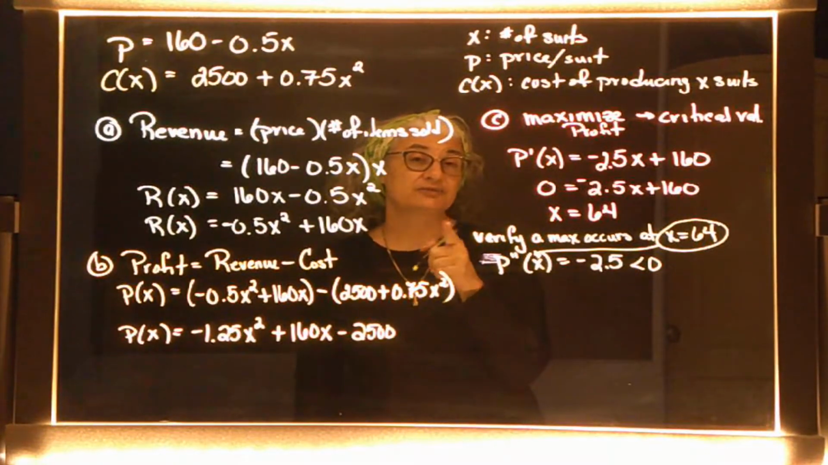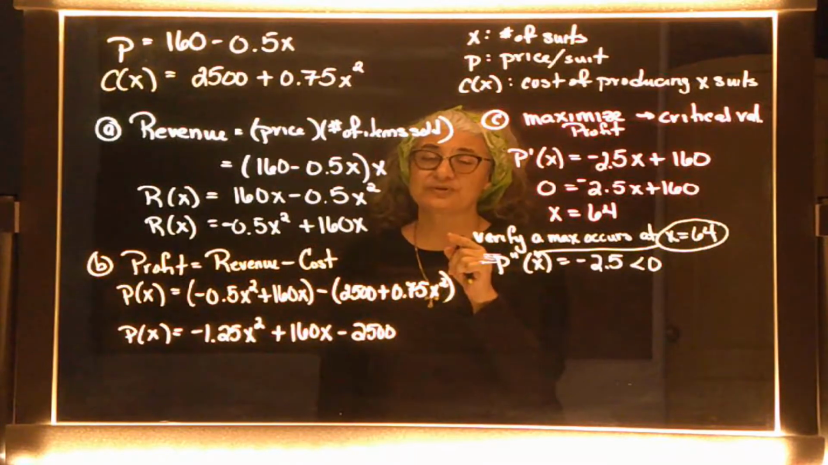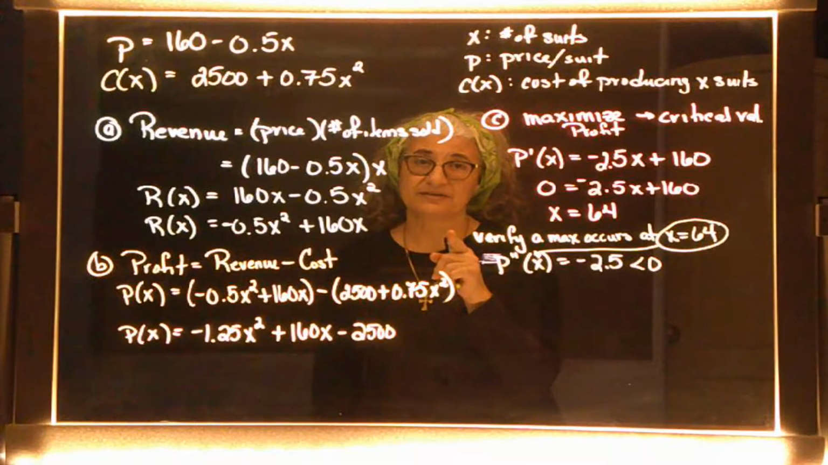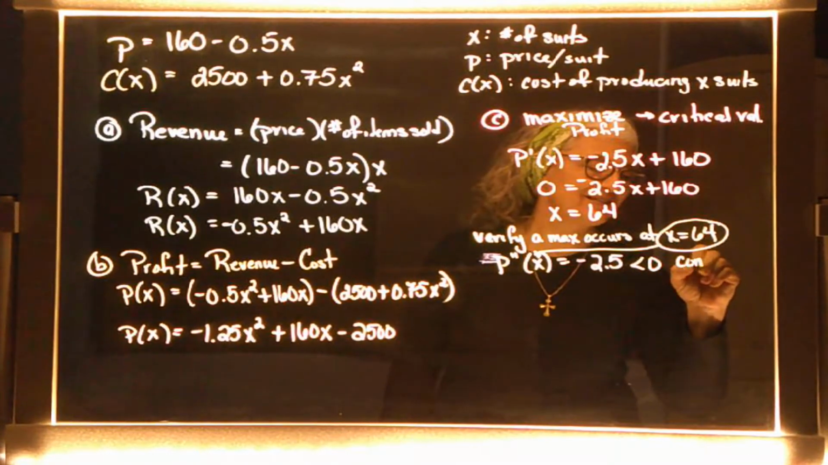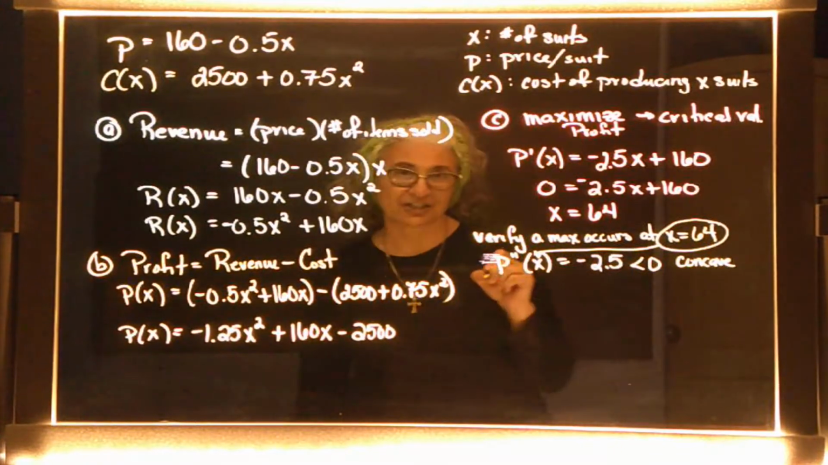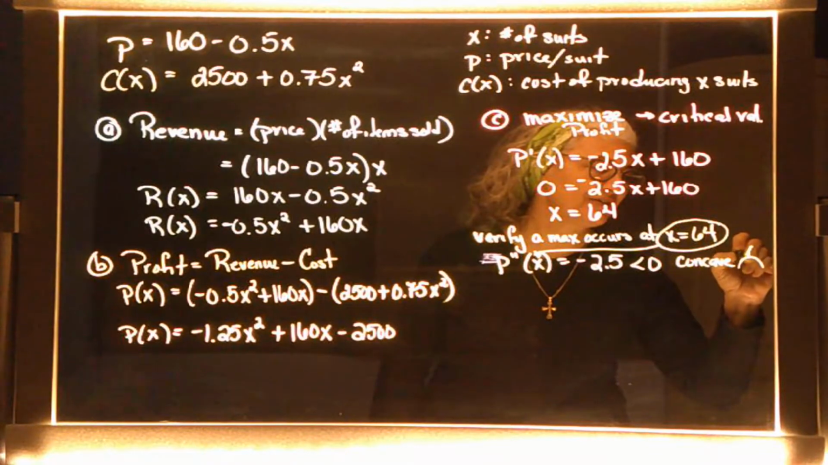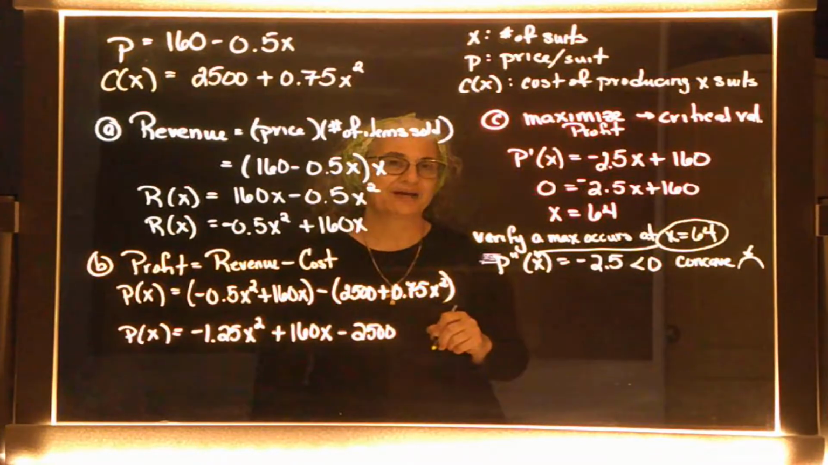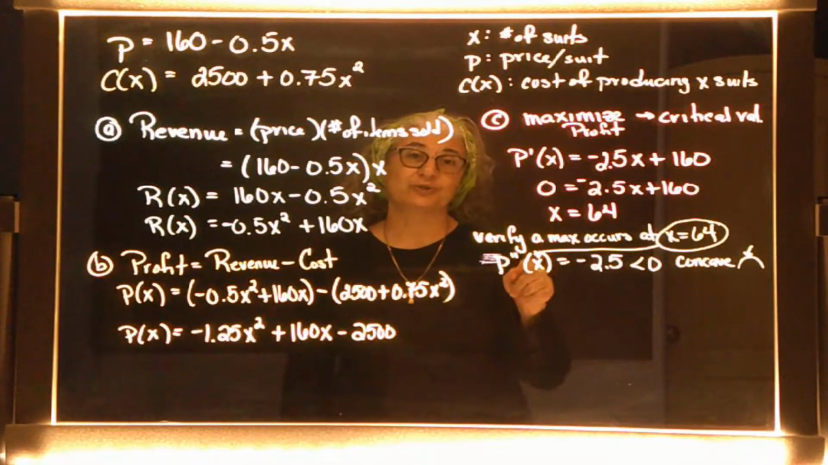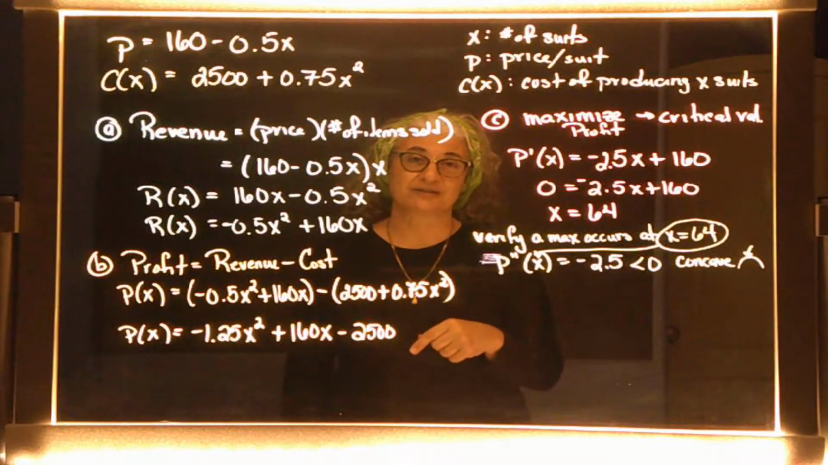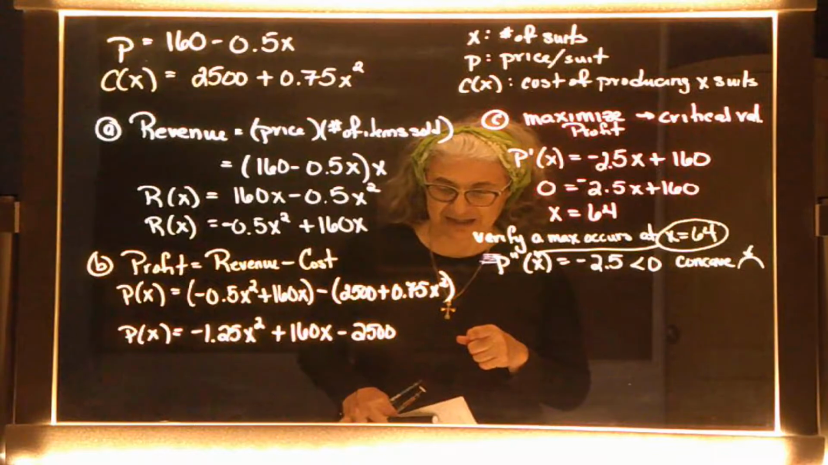Remember what the second derivative tells you. Second derivative always deals with what? Concavity. Good. So since this is less than 0, this thing concaves which direction? It concaves down, which means right here at the top, you've got a maximum. So yes, there is a maximum that's going to occur at x being equal to 64. Cool? Yay! So what's next?